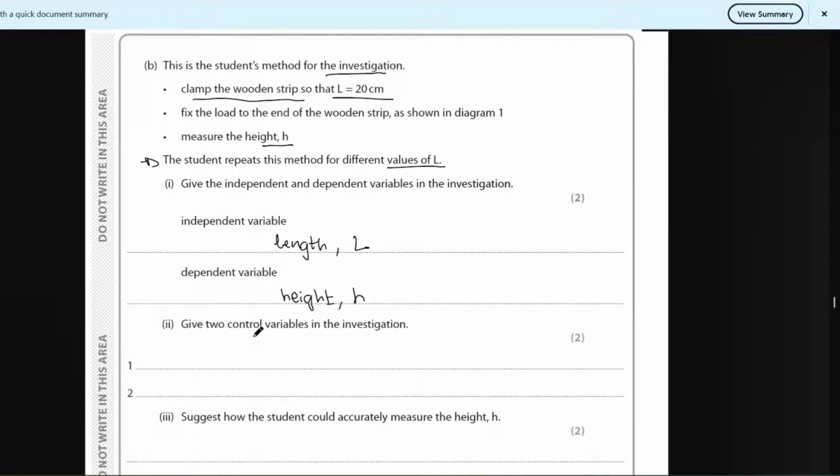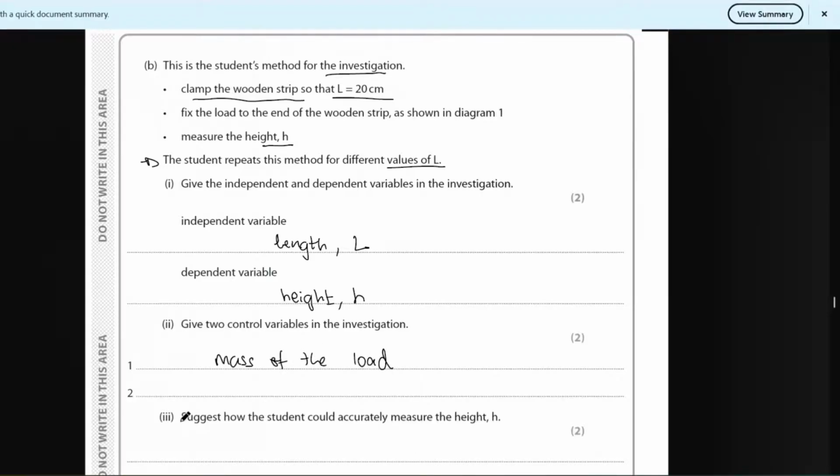Question 2. Give 2 control variables in this investigation. So as the student changes length, the height changes and he measures the height. During this entire process, he needs to make sure a few things are kept constant. So we need to make sure the mass of the load stays the same. So number 1, the mass of the load stays the same.